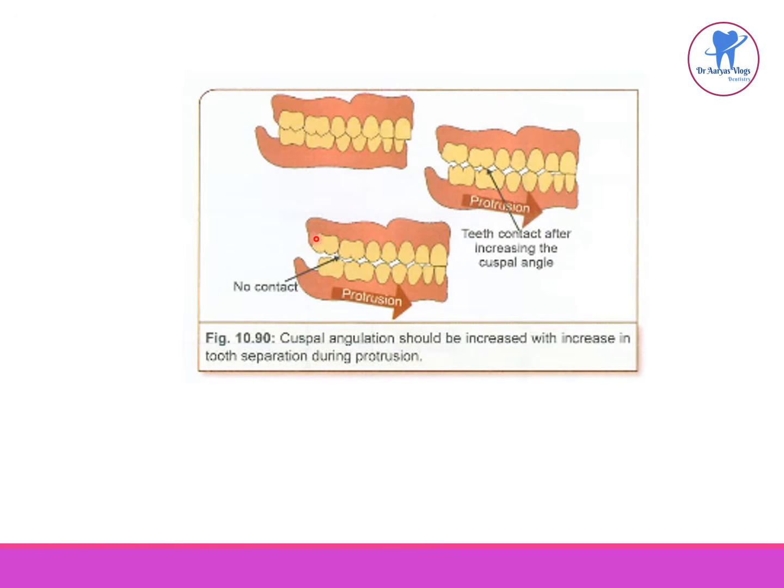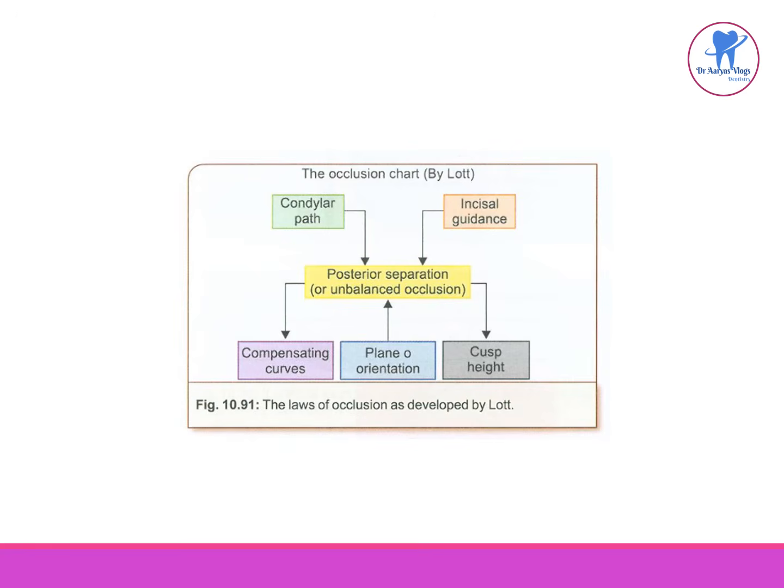Here the greater the separation of the teeth, the greater must be the height of the cusp of the posterior teeth. The cuspal angulation should be increased with the increase in the tooth separation during protrusion. Here it is the protrusion. This is the no contact, and here the teeth contact after increasing the cuspal angulation. And this is the Lord concept.